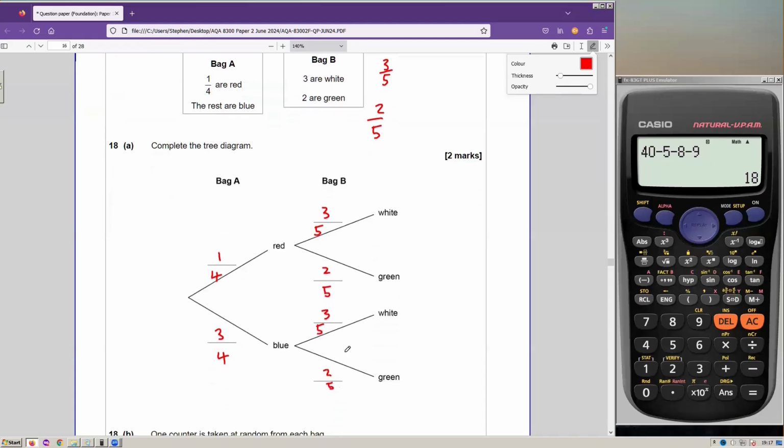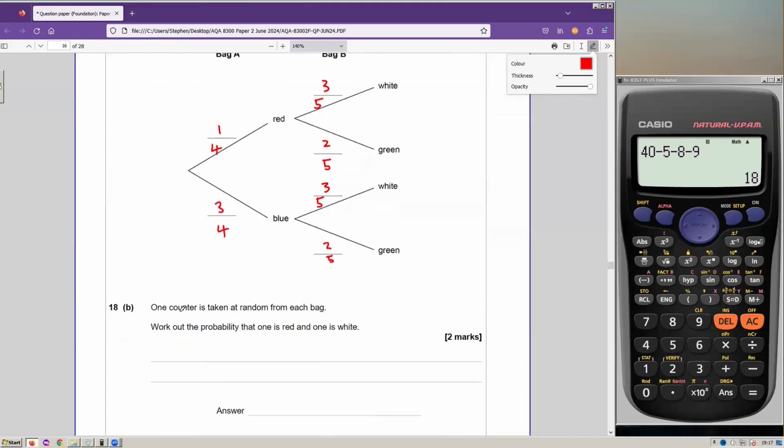What's the question? One counter is taken at random from each bag. Work out the probability that one is red and one is white. So one counter from each bag, you go red, then white. Not blue, then white, red, then white. So your chances are, and you multiply these now, 1/4 times 3/5.